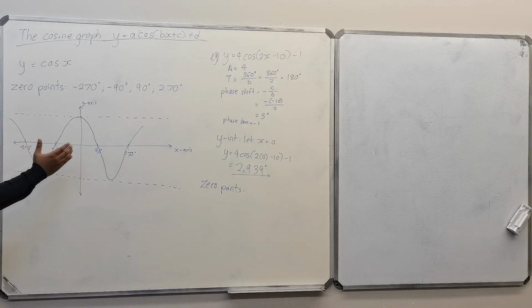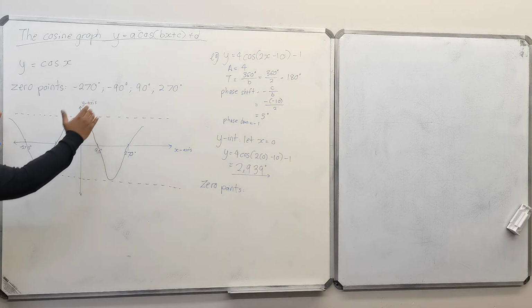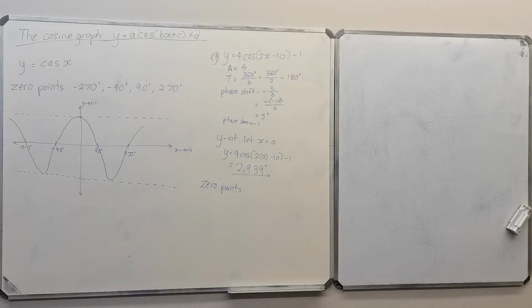Remember with the phase shift, it's going to move 5 degrees to the right, 1 up, right? And it's going to cut the graph at a certain point on your y-axis. Okay, so that's the point I'll show you when I'm drawing the graph. Is this specific to cosine? No, even for the sine.